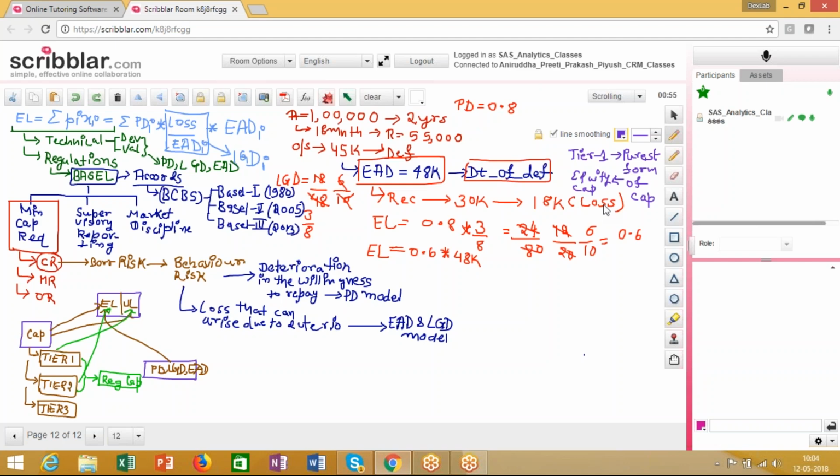Great. Now comes the tier 2 capital. The tier 2 capital is a type of an estimated capital that a bank has. So, what do I mean by an estimated capital? Say, for example, I am developing my PD, LGD, and EAD models, right? And I'm computing my expected loss.